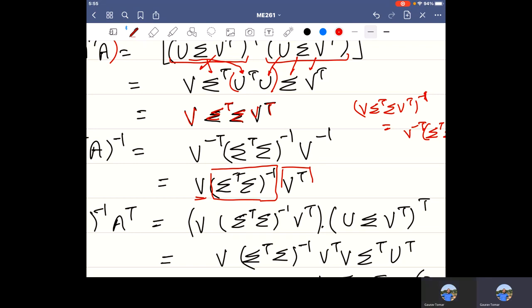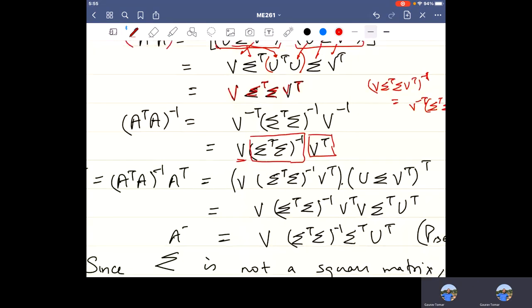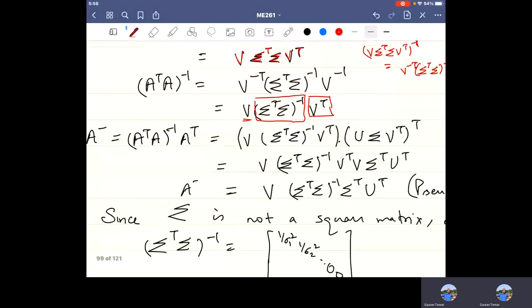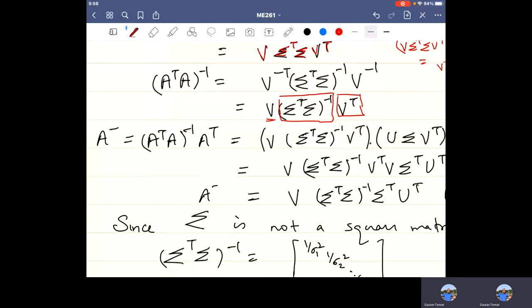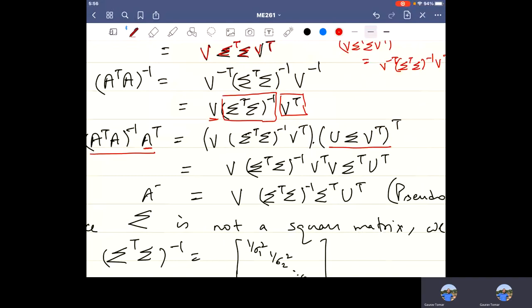Correct? So now, starting from this definition of A inverse, which is A transpose A inverse A transpose, we can write the entire thing again. We use the SVD decomposition for A, which is U sigma V transpose, and its transpose. When you put them together, you end up getting this quantity.